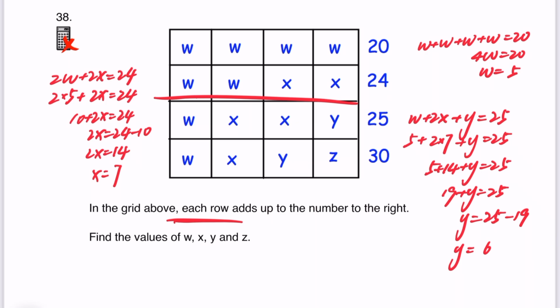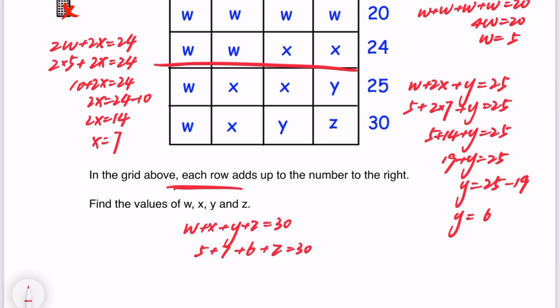And then finally, let's move on to the very last row. It says w x y z. Okay, so let's just add all of them up together, shall we? W plus x plus y plus z equal to 30. Let's substitute everything that we know. We know w is 5, x is 7, y is 6. So we got 5 plus 7 plus 6 plus z equal to 30. 5 plus 7 plus 6, that would give us 18 plus z equal to 30. The final answer for z is 30 minus 18, which is 12.